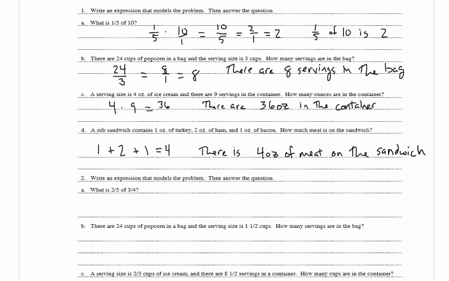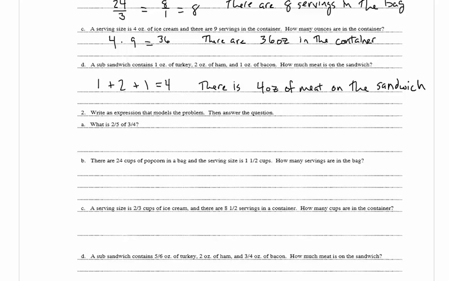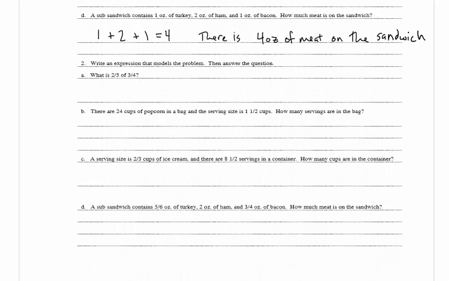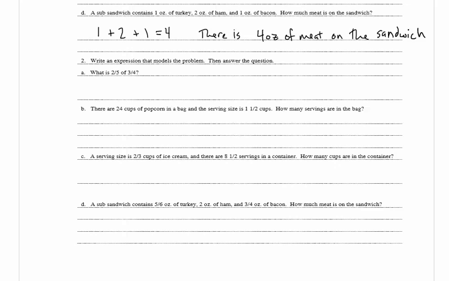In 2, it says, write an expression that models the problem, then answer the question. And in A, we have, what is 2/5 of 3/4? And we're going to multiply the two together. So we're going to have 2/5 times 3/4, which is equal to 2 times 3 is 6, and 5 times 4 is 20, which we could reduce to 3 over 10. Both 6 and 20 are divisible by 2. So then 2/5 of 3/4 is 3/10.